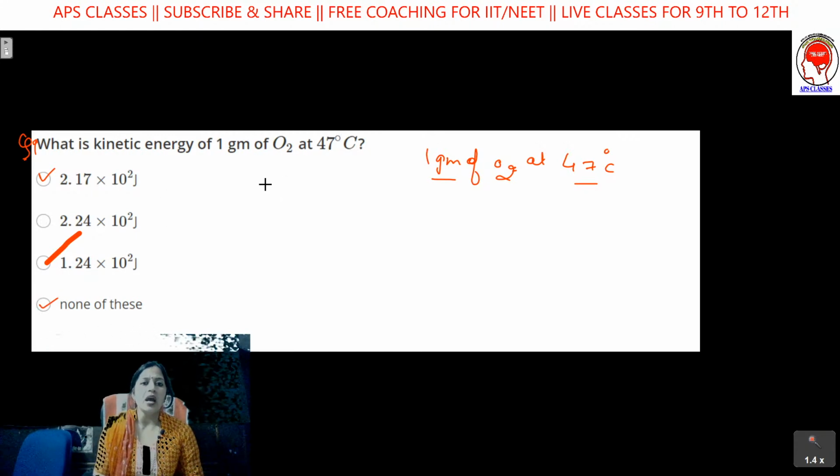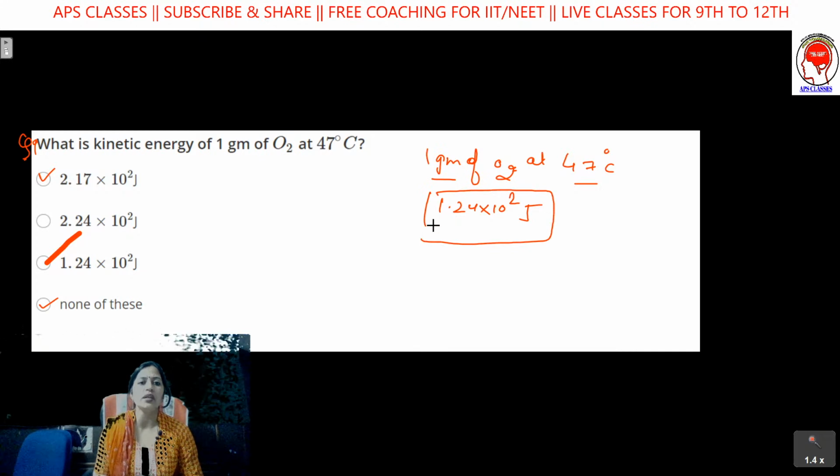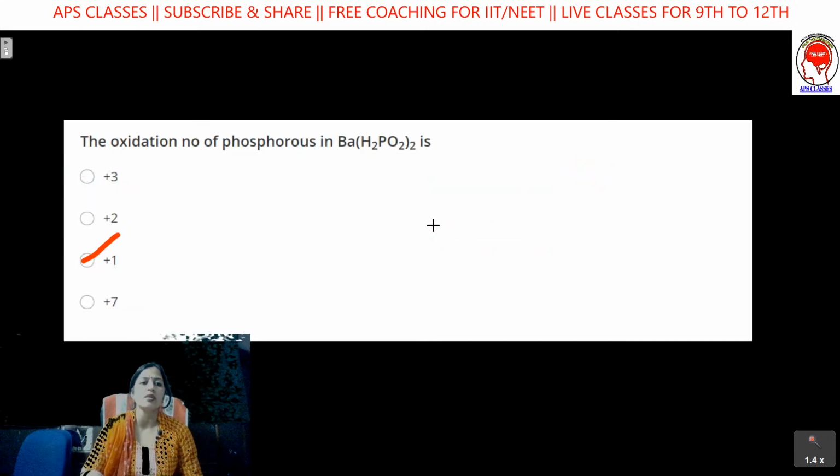So how much kinetic energy will 1 gram of oxygen have at 47 degrees Celsius? The right answer is 1.24 into 10 raised to power 2 joule. This is the kinetic energy of 1 gram of O2 at 47 degree Celsius. So option C is the right answer.